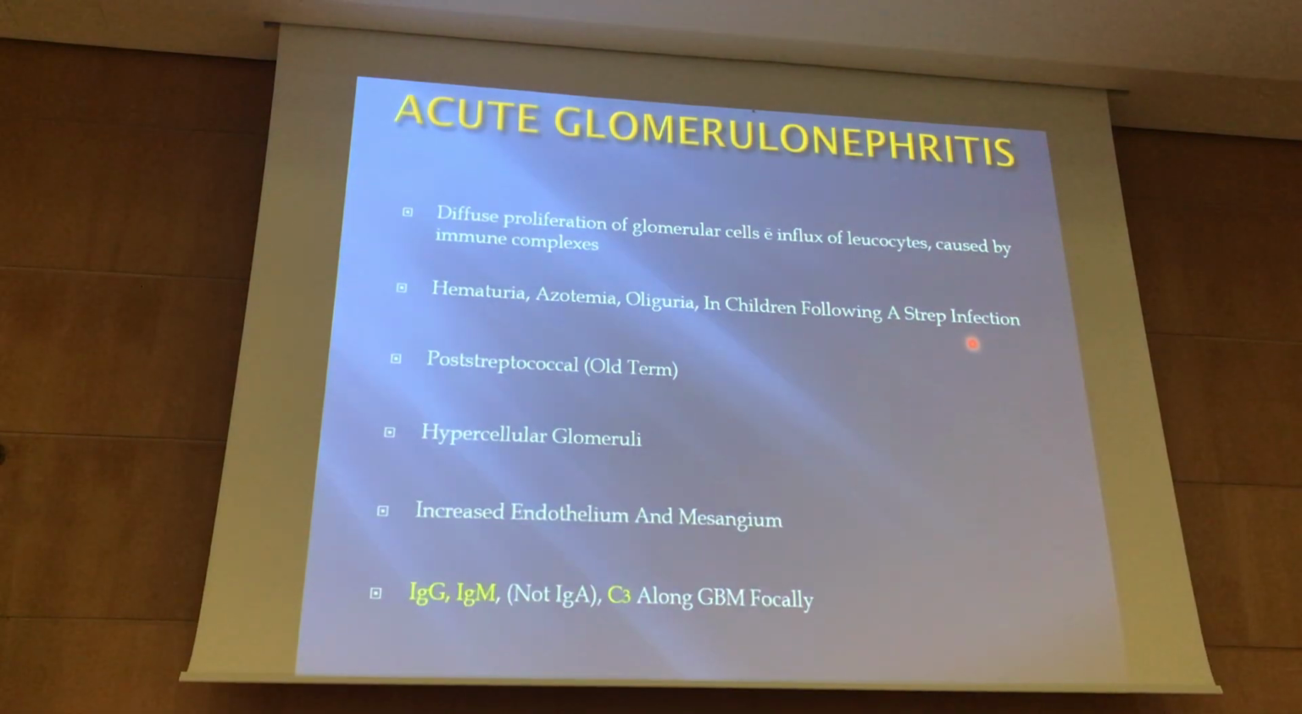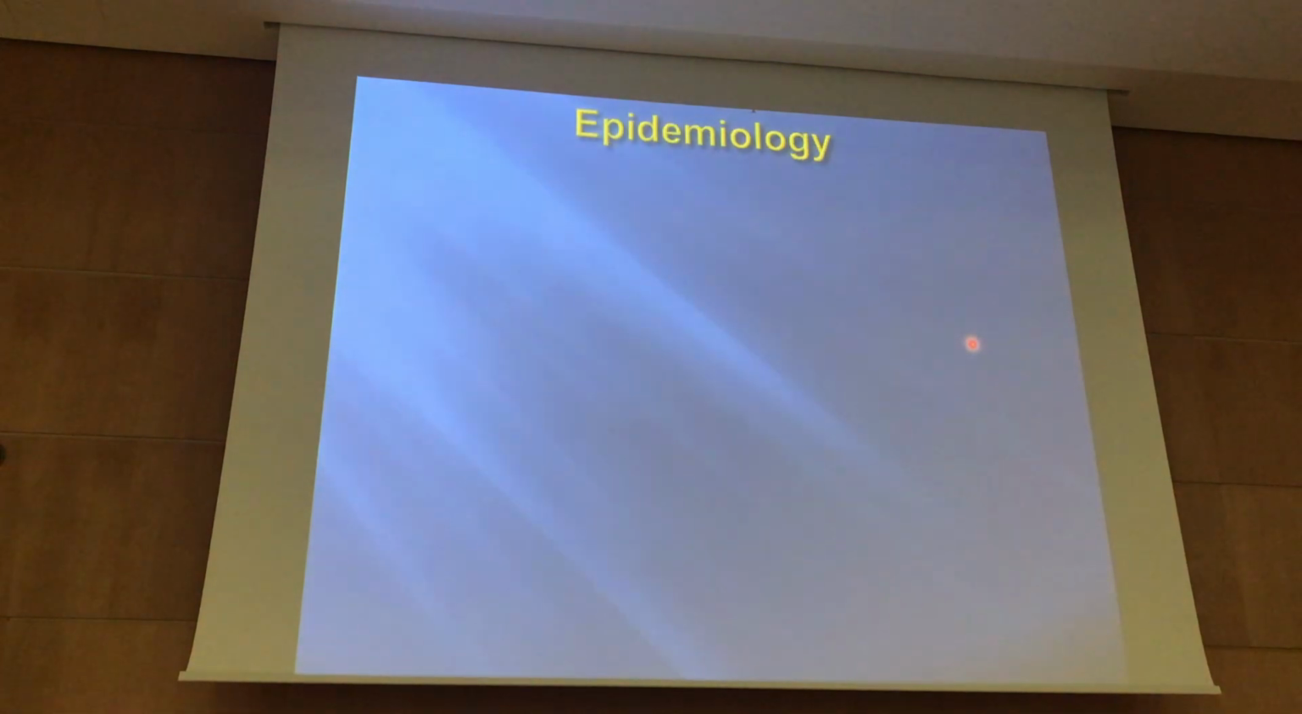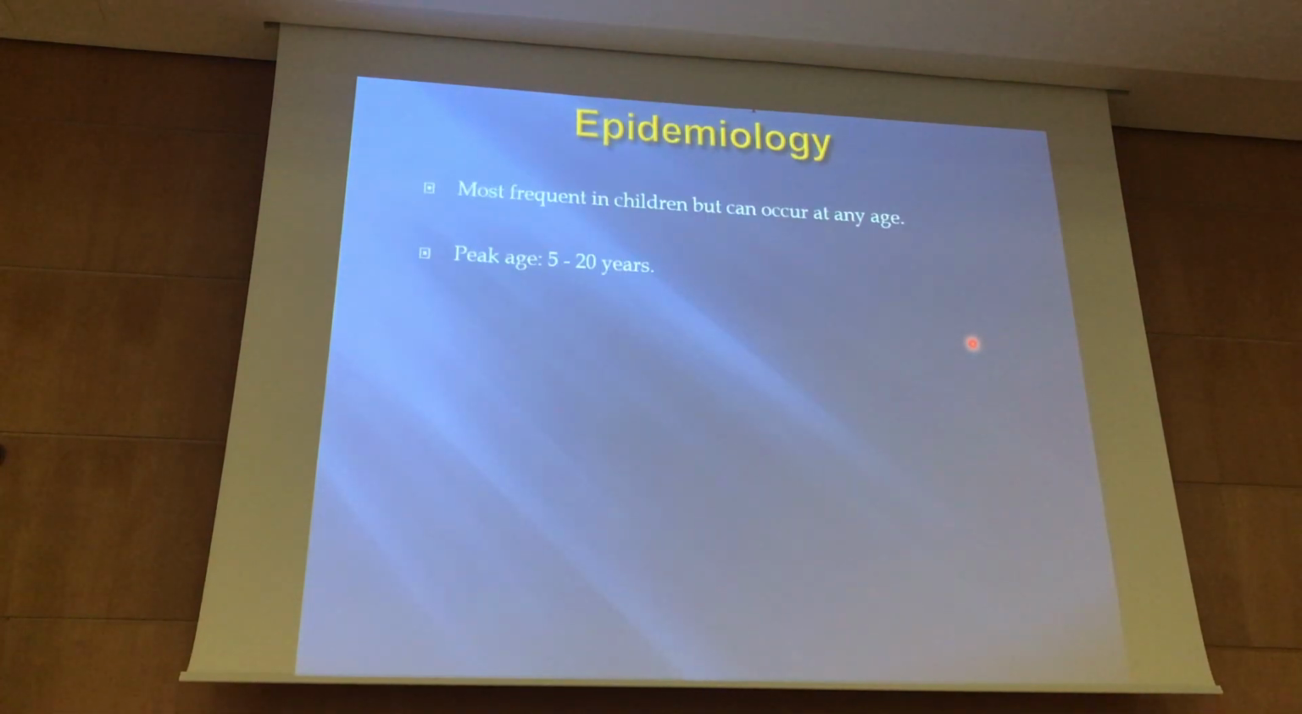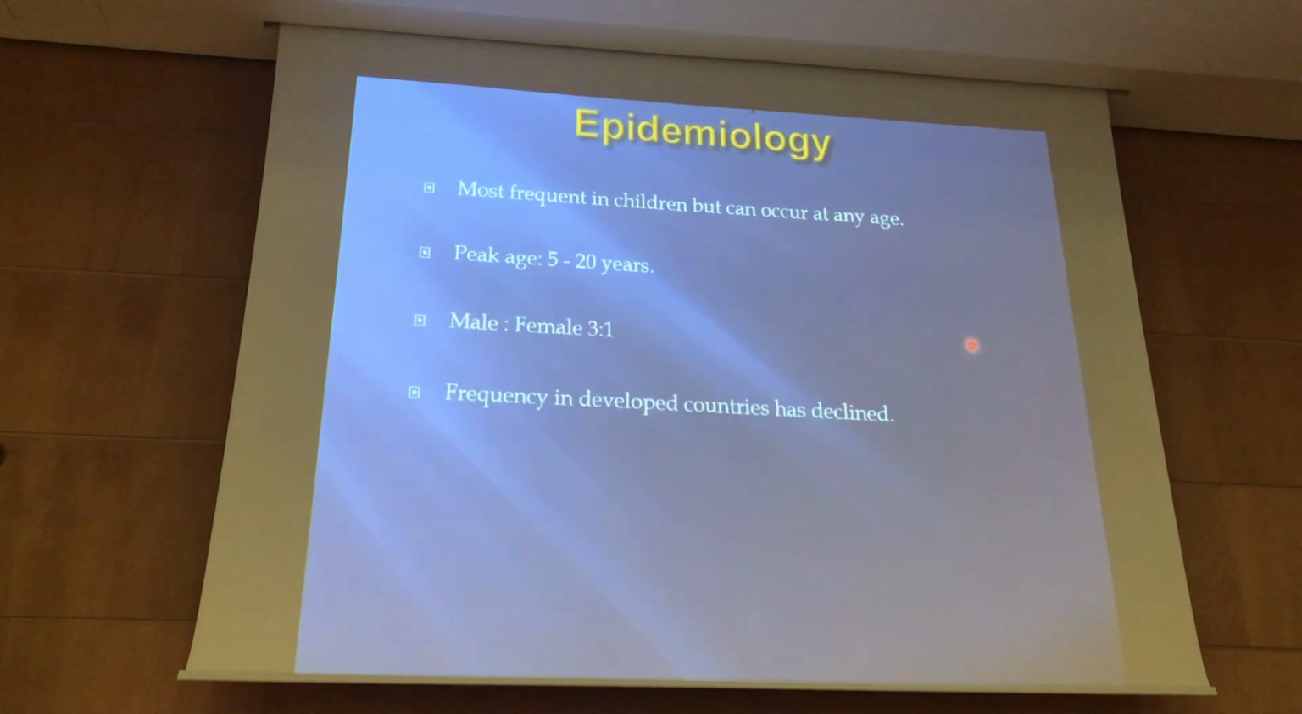And also some neutrophils. With increased endothelial and mesangial proliferation, there will be deposits of IgG, IgM, but not IgA, which was there in your PBL case, plus C3. They are seen in children mostly, but other people are also involved. The peak incidence is 5 to 20 years of age.